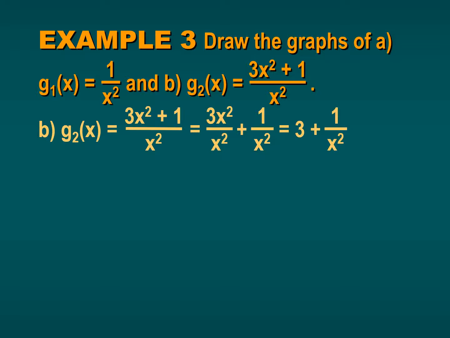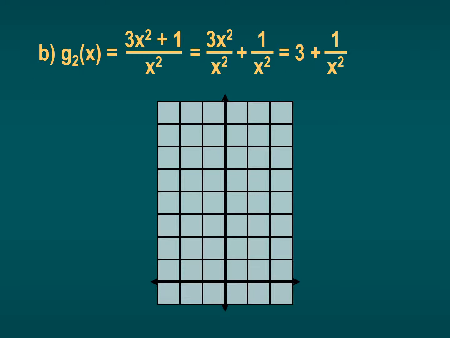So now we have our original graph that we just graphed, 1 over x squared, and we need to add 3, which is a k value, which means that all we have to do is shift our original graph up 3. Like so.